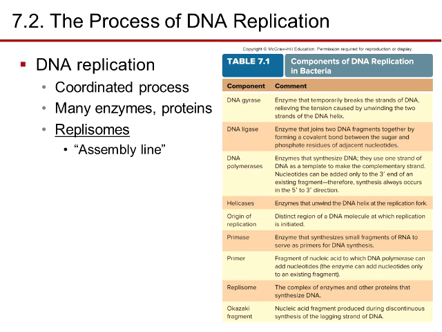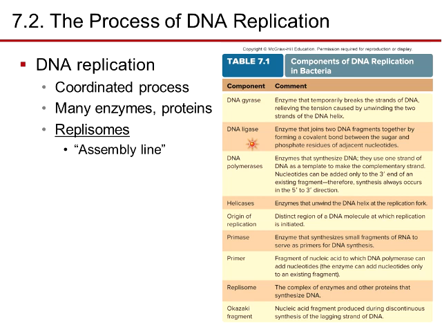Now, DNA replication is a coordinated process. There are many enzymes and proteins, called the replisome, an assembly line. Let's look at all the parts of that. These are the components of DNA replication in bacteria. There's DNA gyrase, an enzyme that temporarily breaks the strands of DNA to relieve the tension caused by the unwinding of the two strands of the DNA helix, so they become two linear strands, not two circular or spiral strands. There's DNA ligase that joins two DNA fragments together by forming a covalent bond between the sugar and the phosphate residues of the adjacent nucleotide.